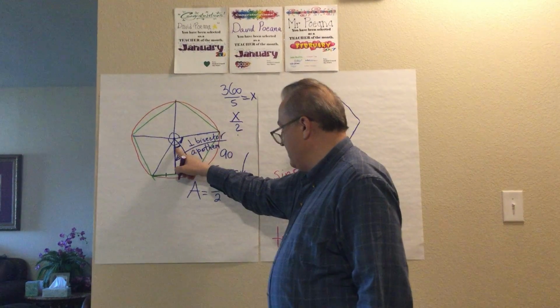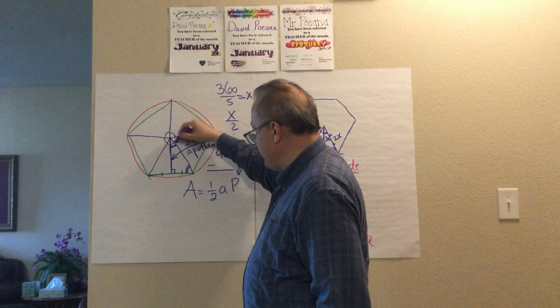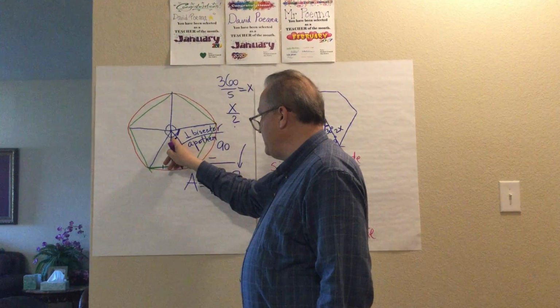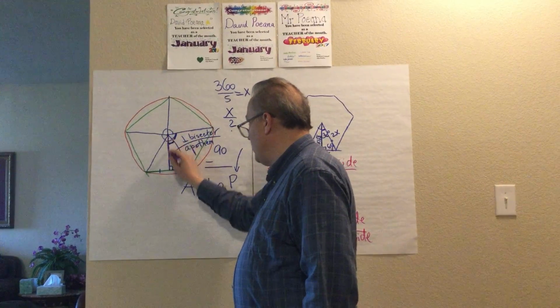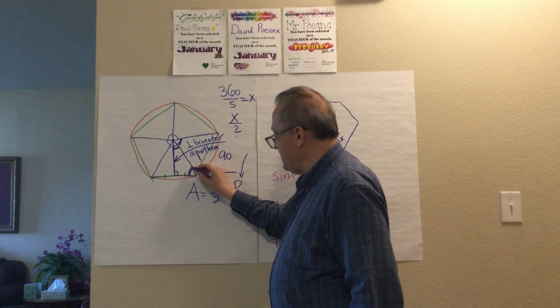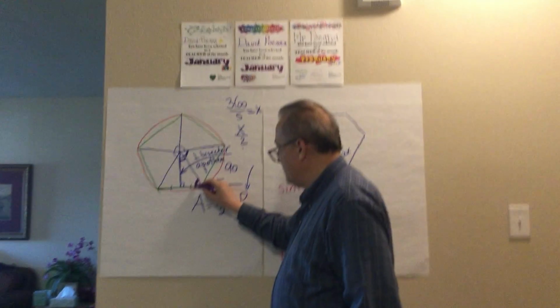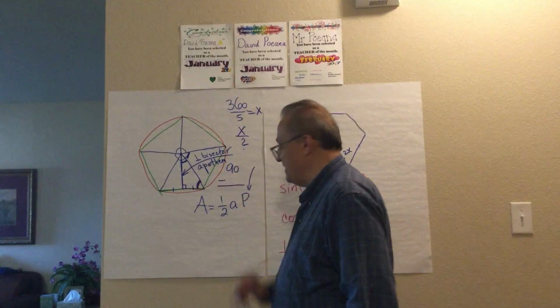Once I know this angle, then I say tangent of this angle, because I do not know the hypotenuse. I'm going to say tangent of this angle would be equal to this side over the apothem. Or I can say tangent of this angle would be the apothem over this side.